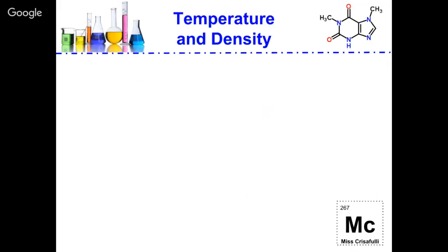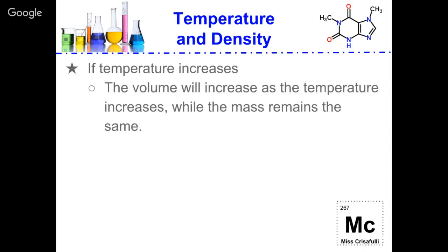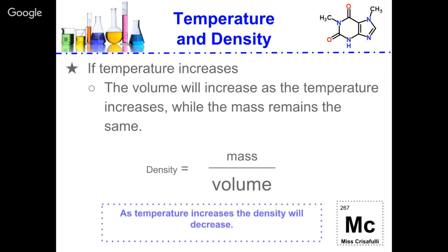So let's talk about temperature and density. If the temperature increases, the volume will increase, and the mass is going to stay the same. Why does this make sense? If you increase the temperature of something, remember what's happening. Those particles are moving further and further apart, so they're going to take up more space. And so when that happens, you get a larger volume, your mass is going to stay the same, and so your density is going to get smaller. So as temperature increases, the density of a substance will decrease.